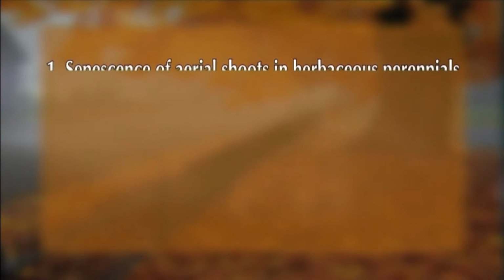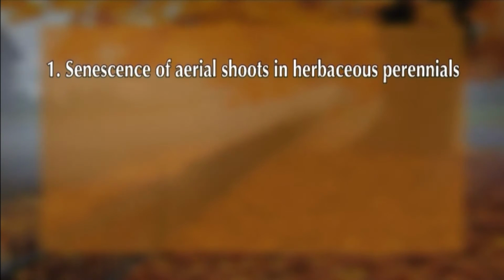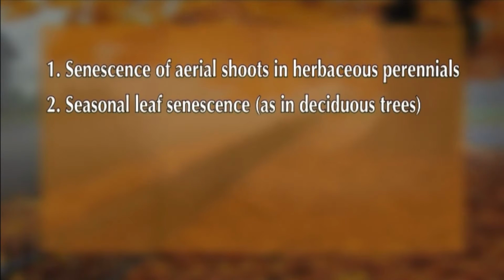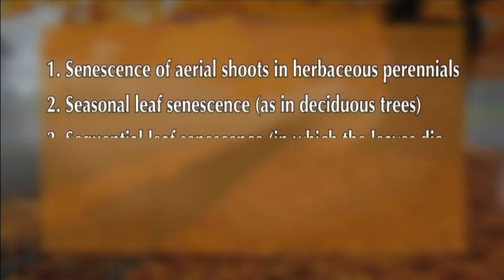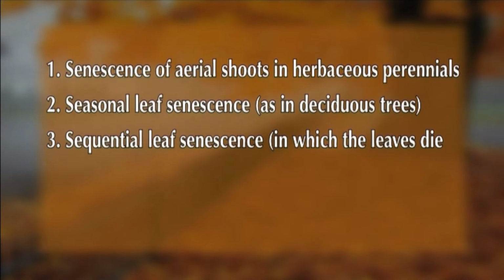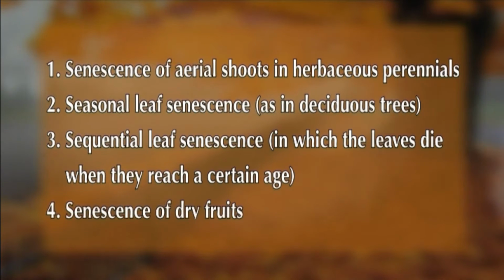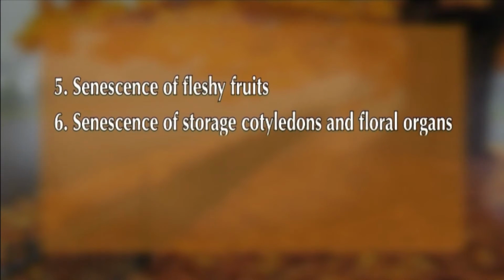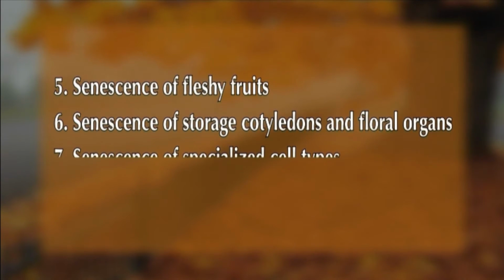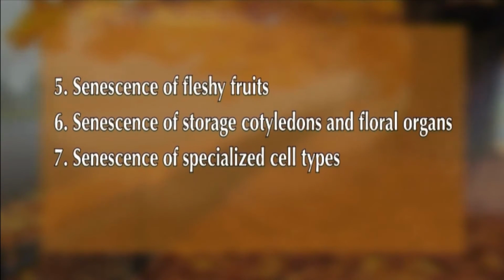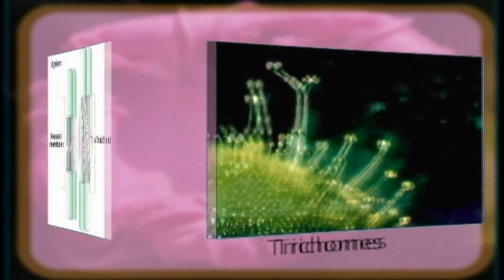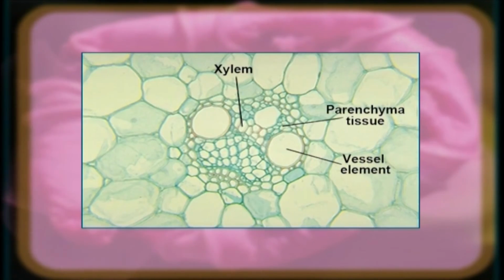Other types of senescence include: number 1, senescence of aerial shoots in herbaceous perennials; number 2, seasonal leaf senescence as in deciduous trees; number 3, sequential leaf senescence in which the leaves die when they reach a certain age; number 4, senescence of dry fruits; number 5, senescence of fleshy fruits; number 6, senescence of storage cotyledons and floral organs; and number 7, senescence of specialized cell types, for example, trichomes, trichoblasts, and vessel elements.